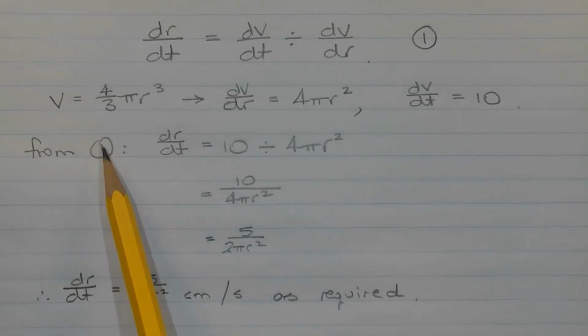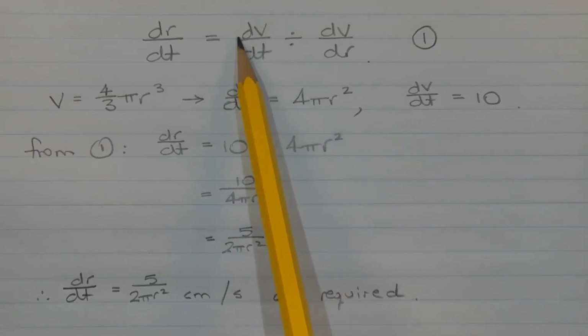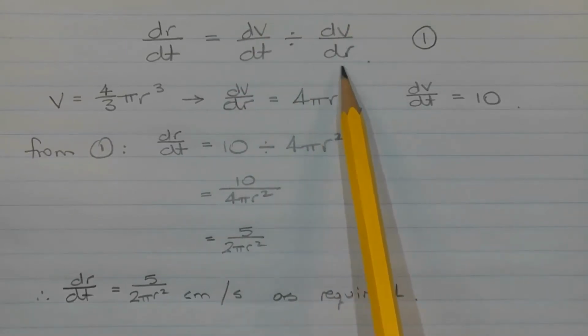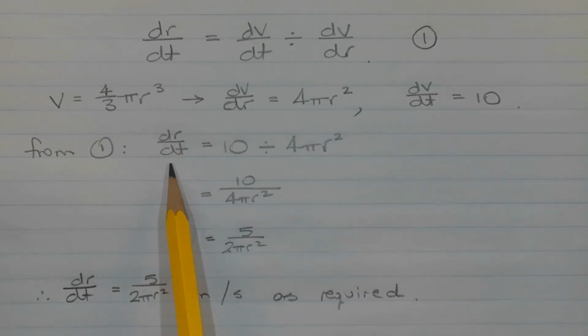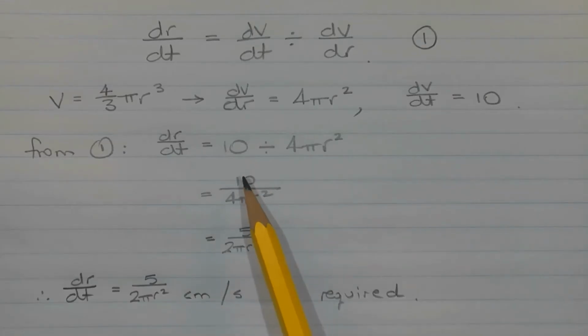So from equation number 1, we have dV dt, which is 10, and we have an expression for dV dr, which is 4 pi r squared. We have dr dt is equal to 10 divided by 4 pi r squared. Written in fraction form, that's 10 over 4 pi r squared, and we can simplify 10 over 4, which is 5 over 2. So we have dr dt is equal to 5 over 2 pi r squared. Therefore, dr dt equals 5 over 2 pi r squared centimeters per second, as required.